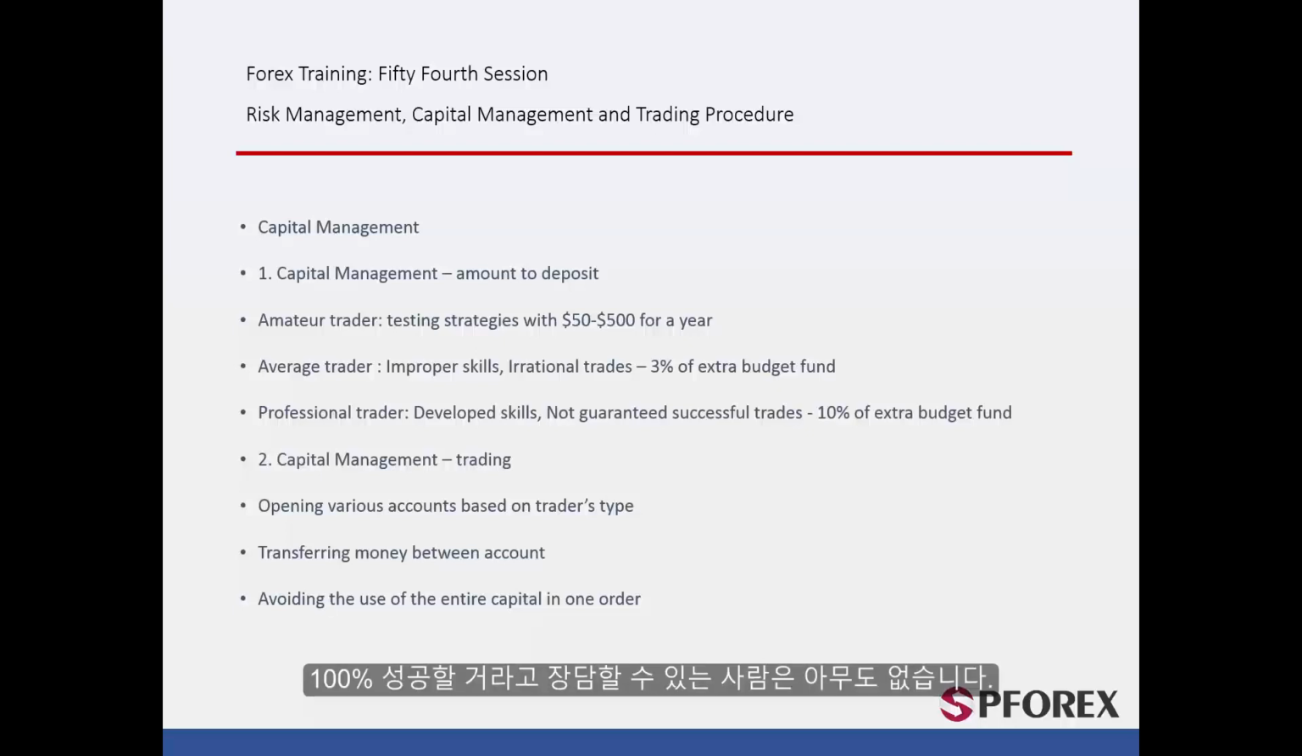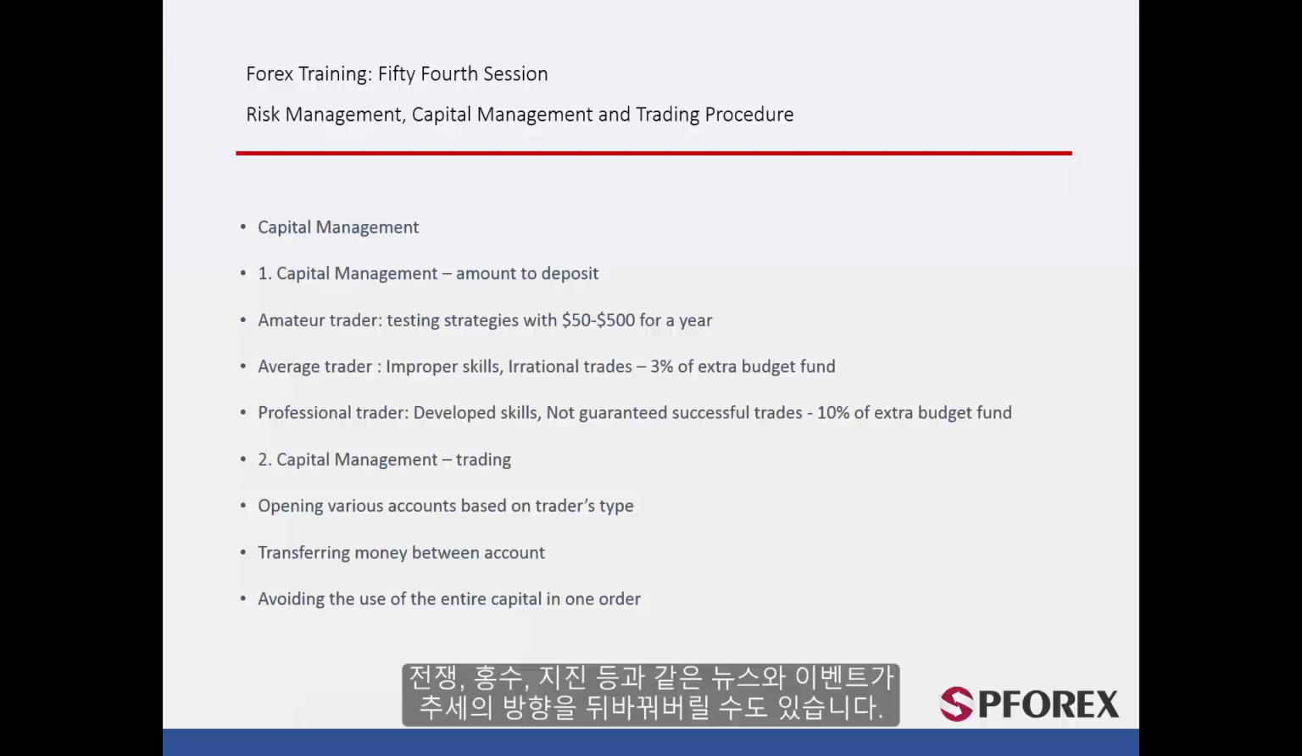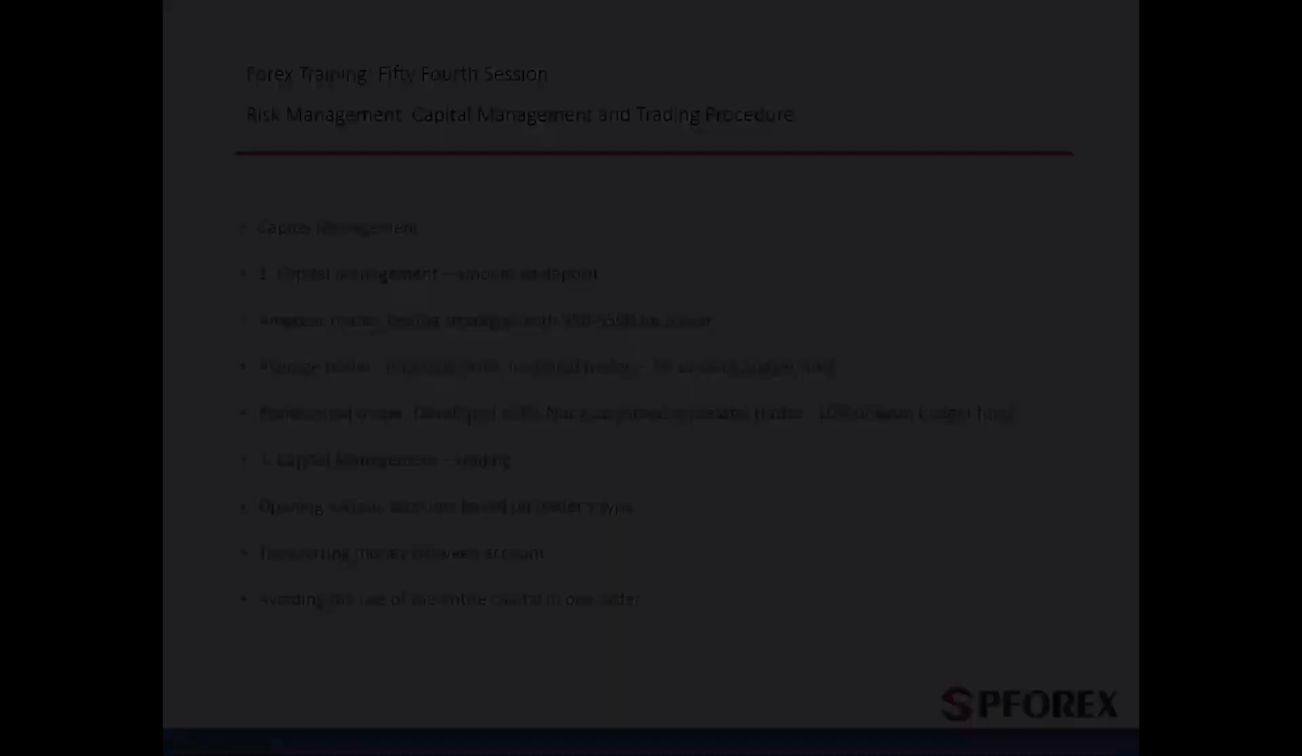C. A trader must never dedicate all of his or her funds to a single account or an order. No one can guarantee that an order will be 100% successful. Any news or an event such as war, flood, or an earthquake can change direction of a trend in which a trader has placed an order with several powerful confirmations.